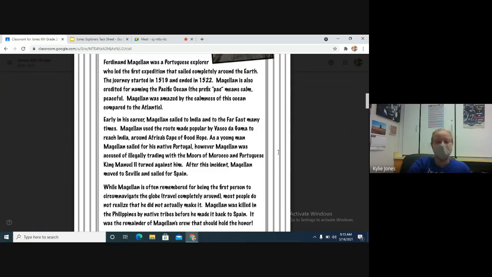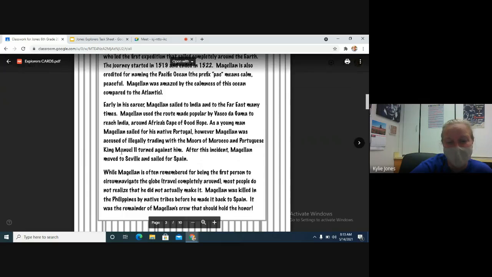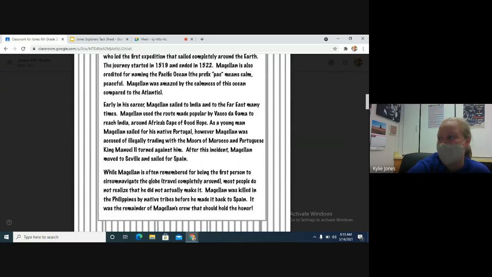Magellan was amazed by the calmness of this ocean compared to the Atlantic Ocean. Early in his career, Magellan sailed to India and to the Far East many times. Magellan used the route made popular by Vasco da Gama to reach India, around Africa's Cape of Good Hope. As a young man, Magellan sailed for his native Portugal. However, Magellan was accused of illegally trading with the Moors of Morocco, and Portuguese King Manuel II turned against him. After this incident, Magellan moved to Seville and sailed for Spain.